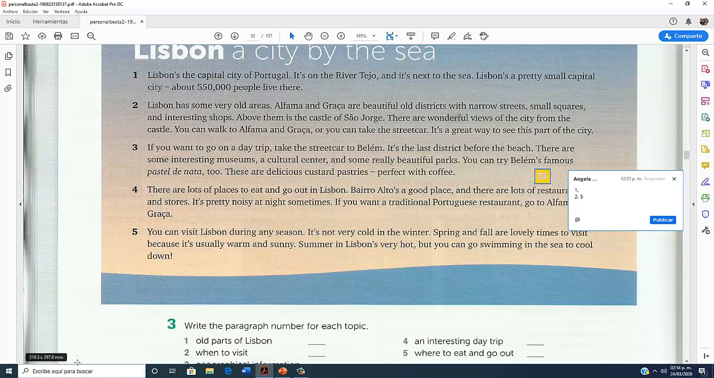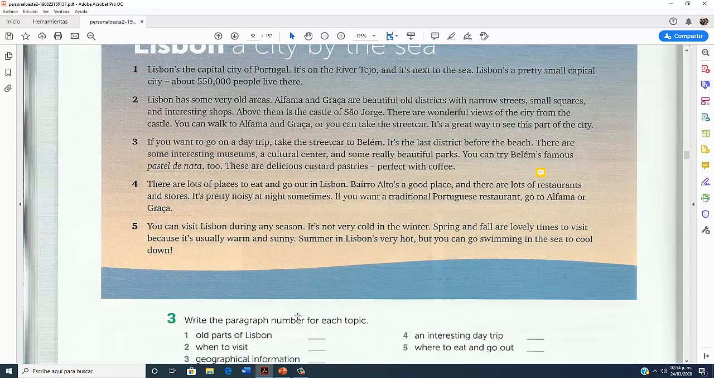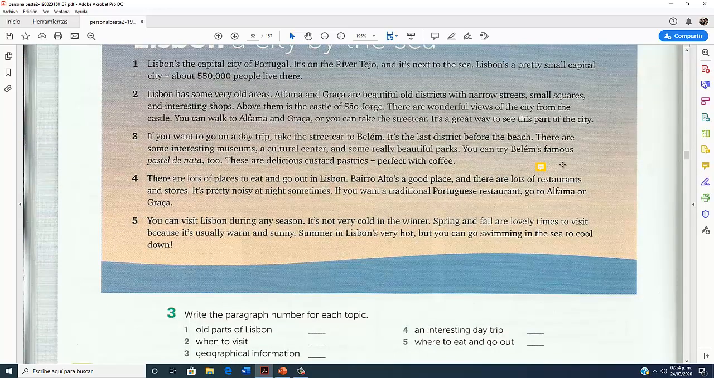And we have number 3. Number 3 here says geographic information. In which paragraph can you find geographic information? There are wonderful views. Number 2. Geographic information is number 2, because here it says Lisbon, very old areas of Alfama, beautiful district and narrow streets. Both the castle, there are wonderful views of the city from the castle, and you can walk in Alfama and you can take a streetcar.